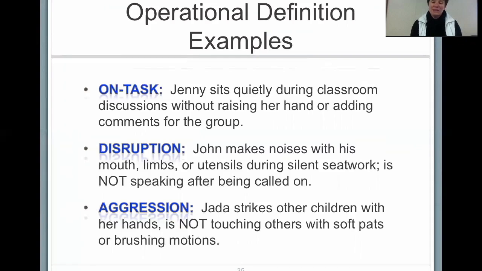As a way of practicing, your first journal activity is to write 5 operational definitions of behavior. Please stop the video and complete the journal activity as described on slide 36. Please note the notebook icon in the upper left-hand corner. This indicates a journal activity to be completed.